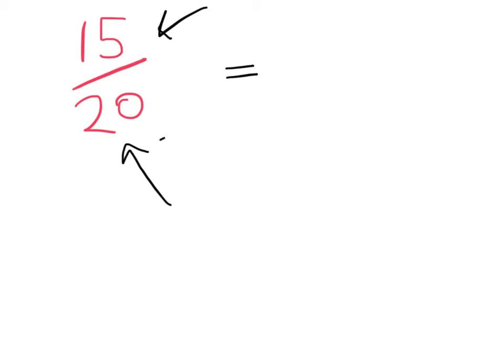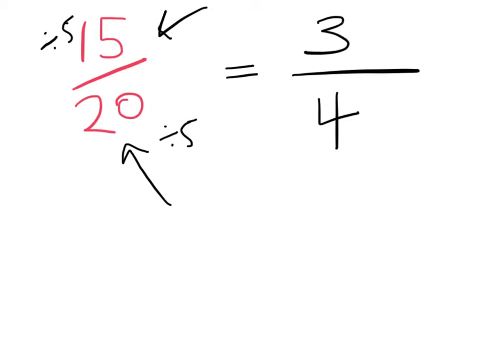Good. 20 divided by 5 equals 4. 15 divided by 5 equals 3. So the simplified version of 15 over 20 is 3 over 4. Look, I'm going to do another one.